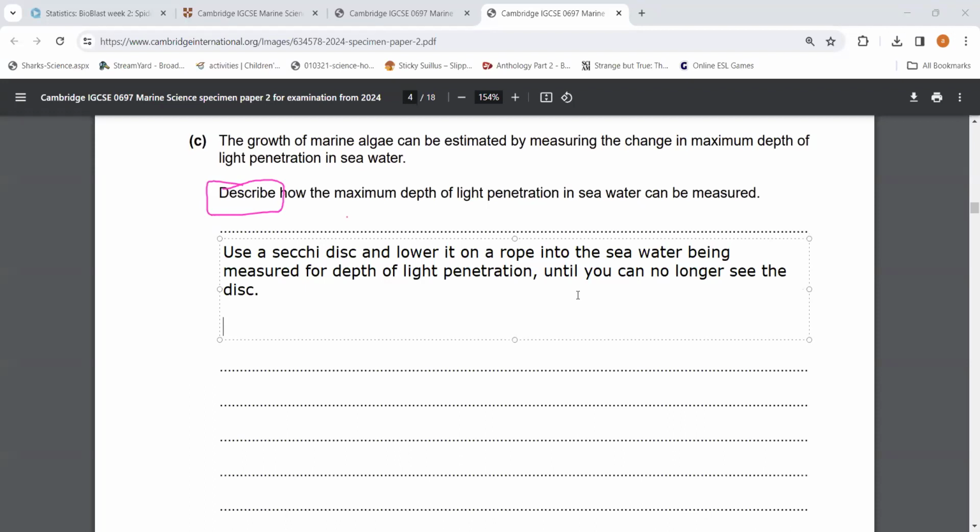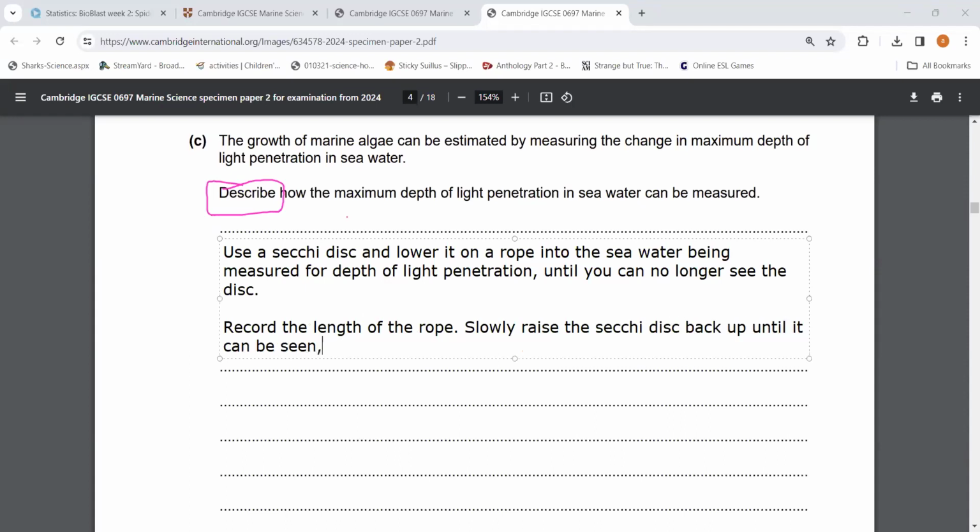Okay, so then you need to basically record the length of the rope. You need to slowly raise the Secchi disc again and re-measure the length of the rope. Because if you think about that, you are basically going to be able to figure out at what point you can start seeing it again, and at what point that visibility disappears, because the light is not going far enough down.